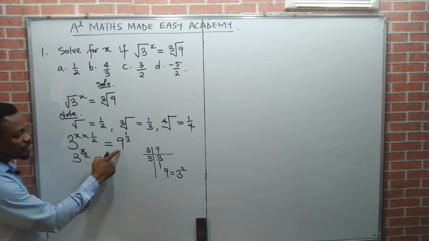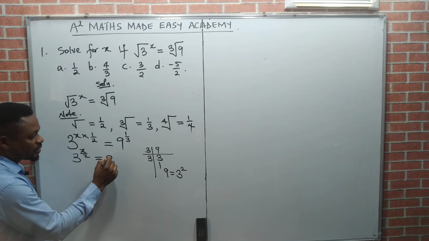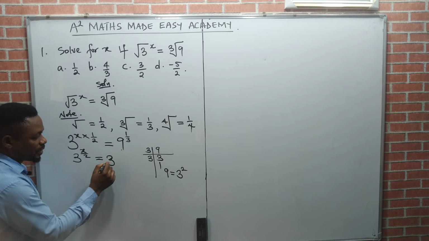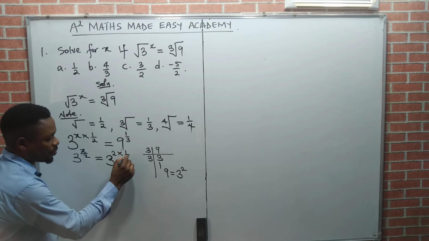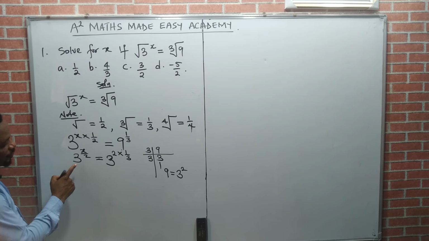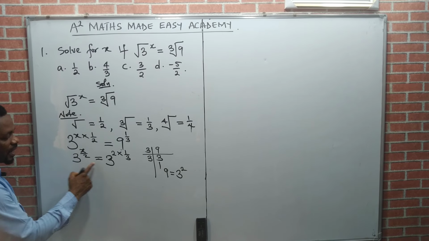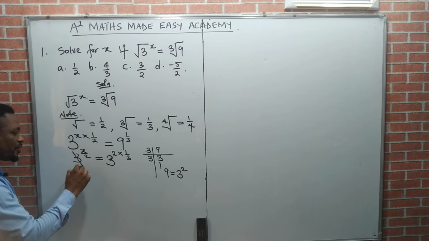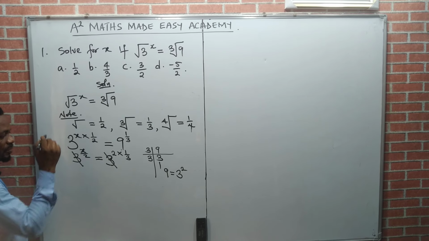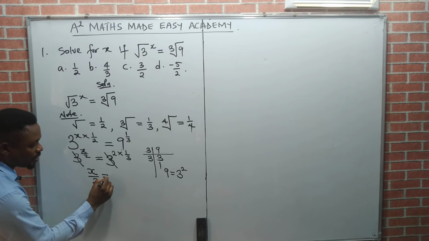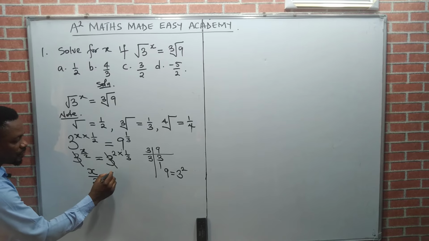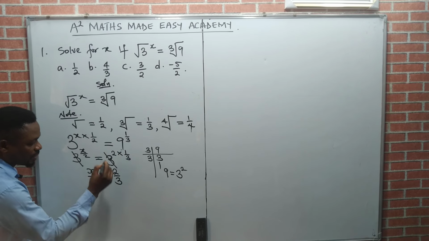So I'm going to remove this 9 and call it 3 all to the power of 2. Then multiply it by 1 over 3. Are you with me now? If you observe this, you find out that the bases are equal. So the base on the left will cancel the base on the right, leaving the powers. Which means x all over 2 is now equal to 2 times 1, which gives you 2, all over 3.